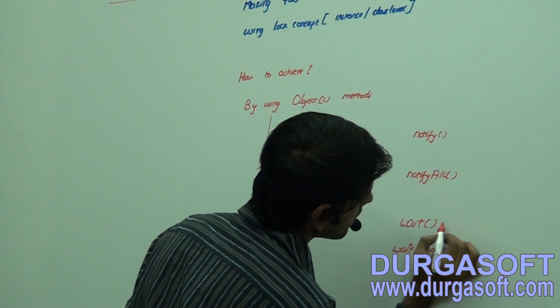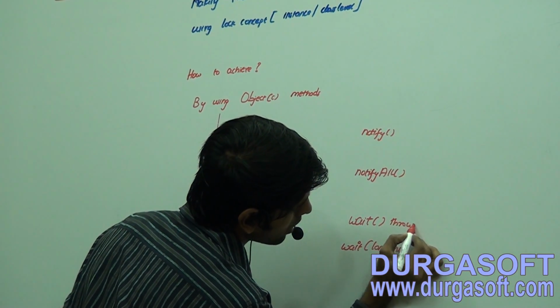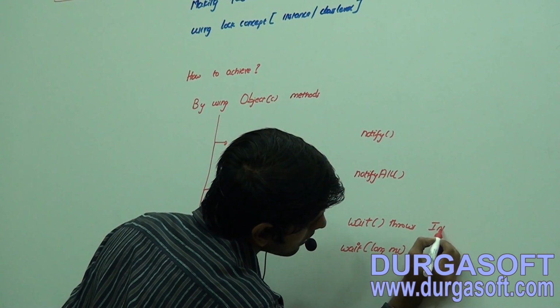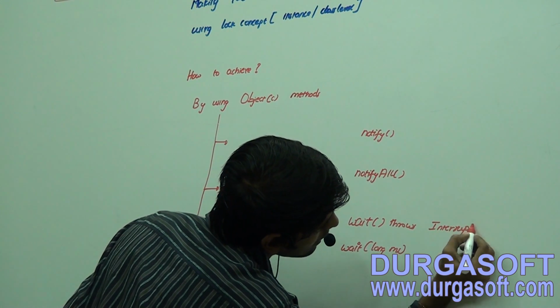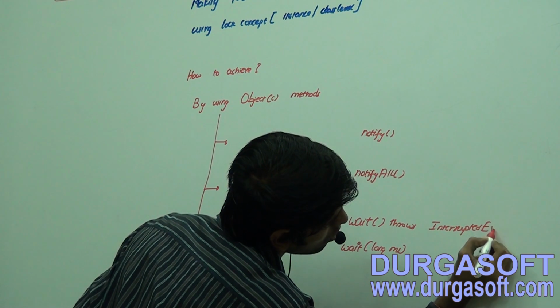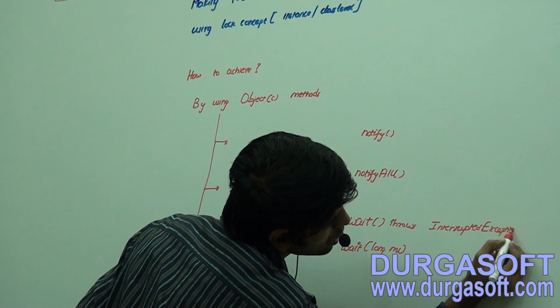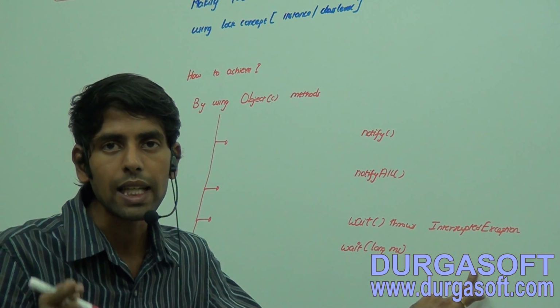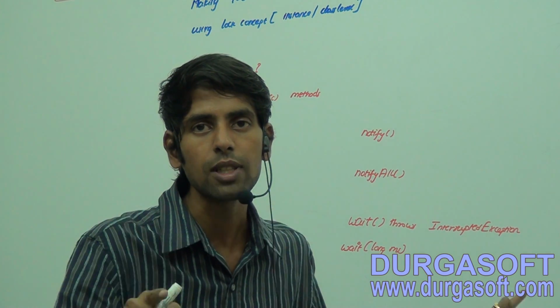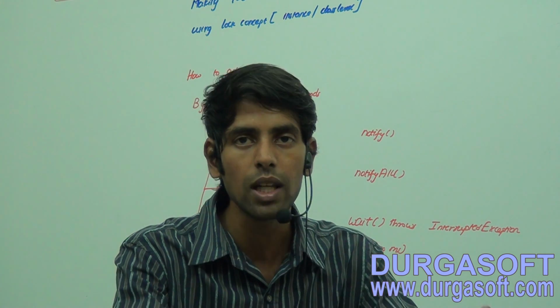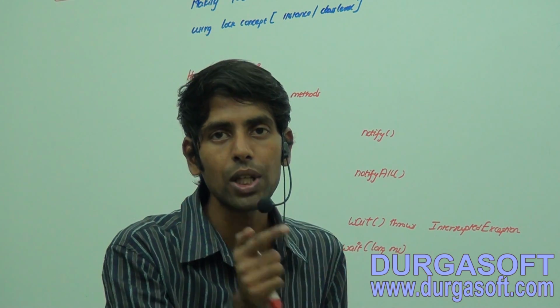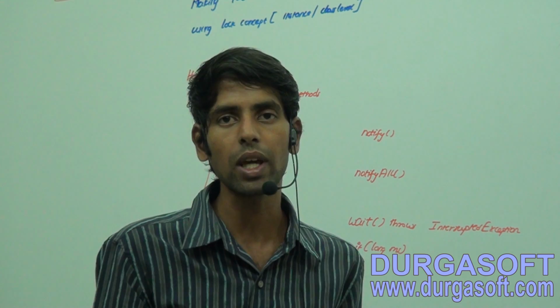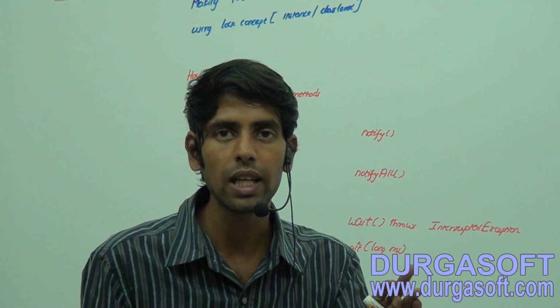These wait methods throw InterruptedException, guys, which is a checked exception. What does checked exception mean? These are exception classes about which the compiler by default has knowledge, so these things are going to be checked by the compiler. In exceptions we are going to see that in great detail.